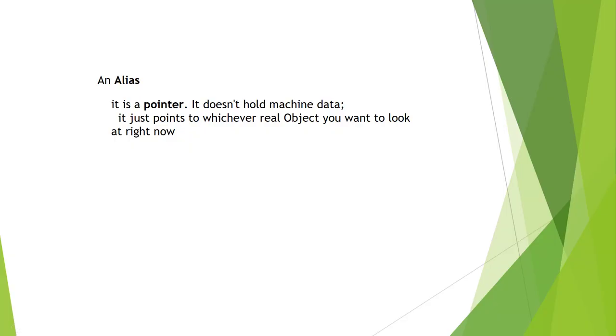An alias is a pointer. It doesn't hold any data. It's just a pointer to which one you want to look at right now. Now we start on how to build the object-oriented paradigm.